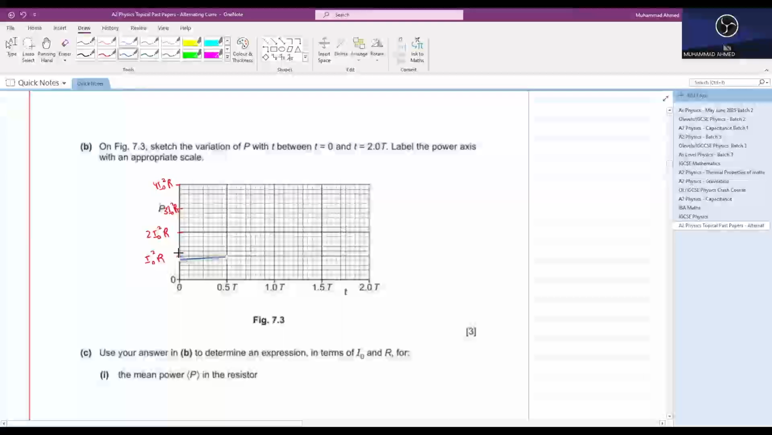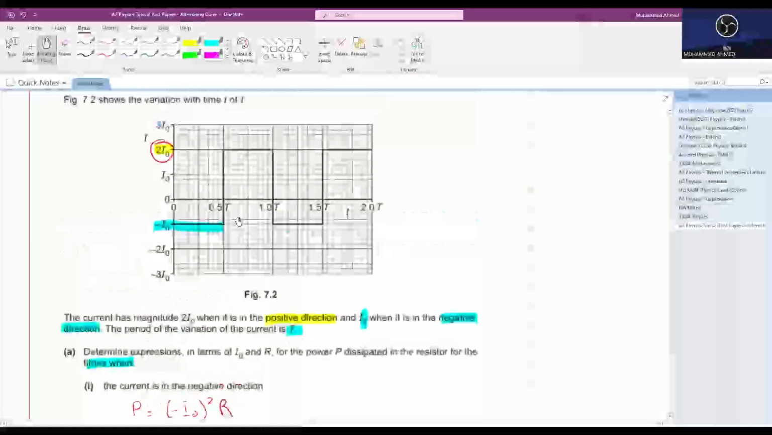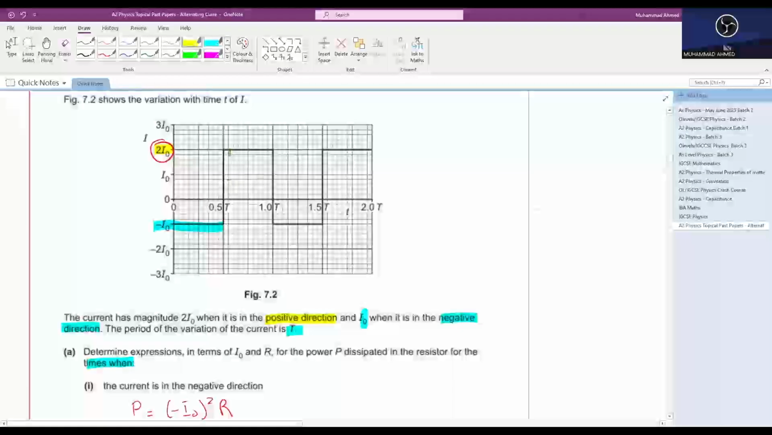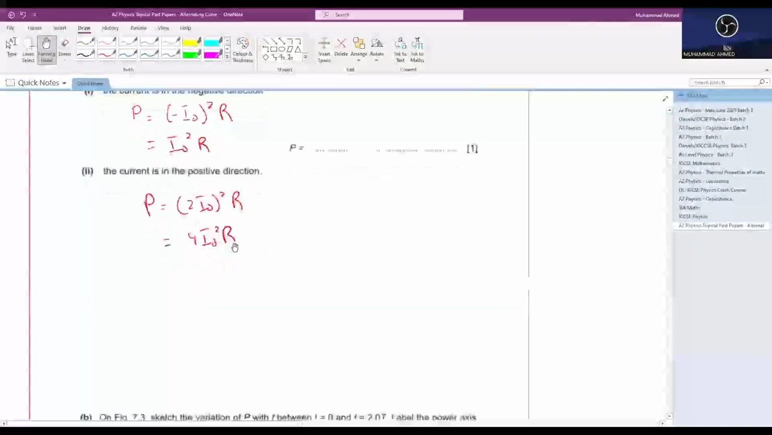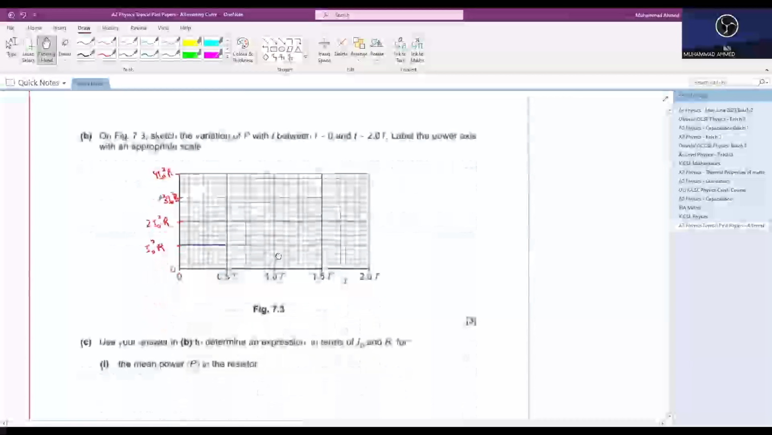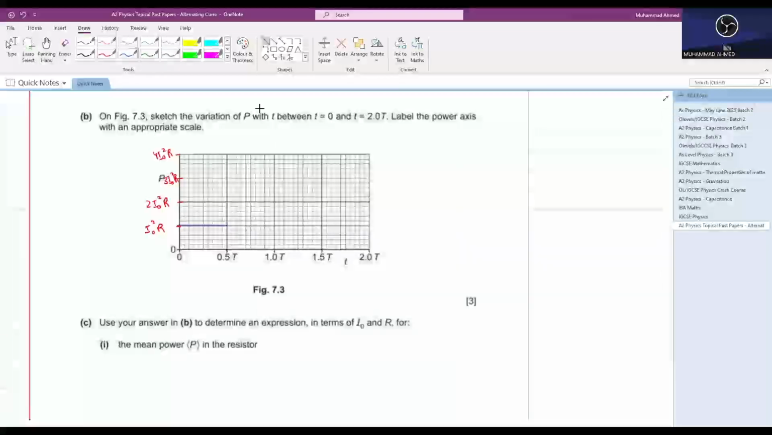Something like this. Maybe like this. Okay. And when you are going from 0.5T to 1T, you can see you have a positive value of current. A positive value of current means that you will have a power of 4 I naught square R. So let's make that as well here. 4 I naught square R. Simple as that.